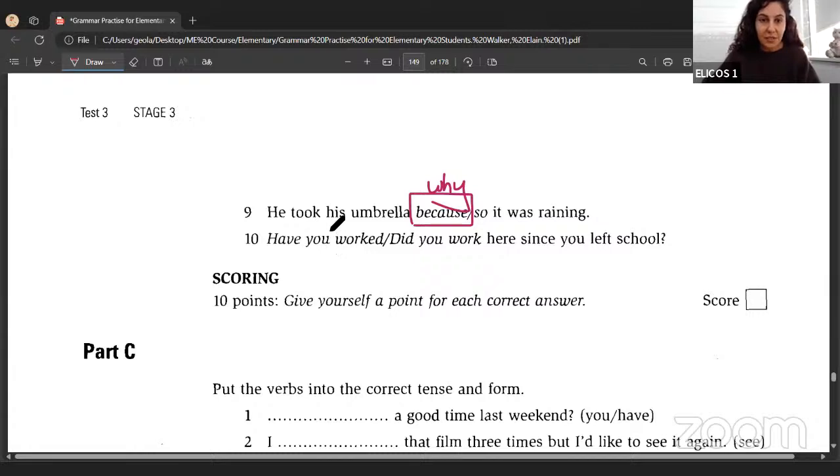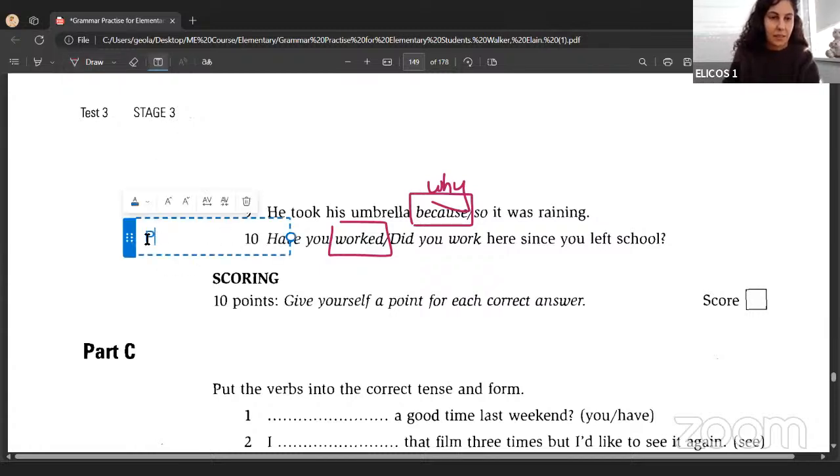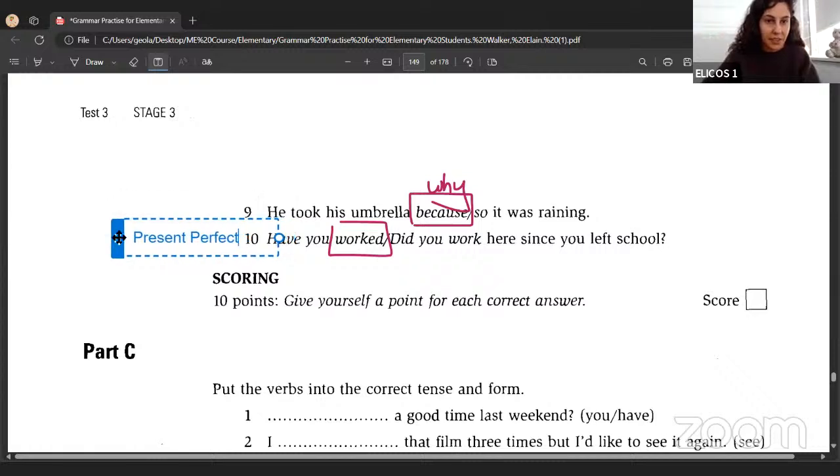Have you worked here since you left school? Yes. So we know, again, this is the present perfect question. We know it's the present perfect because we've got since, I can see the since. Have you worked here since you left school?